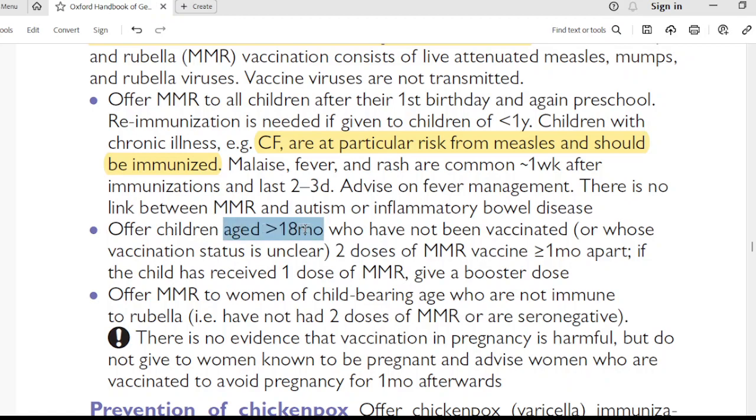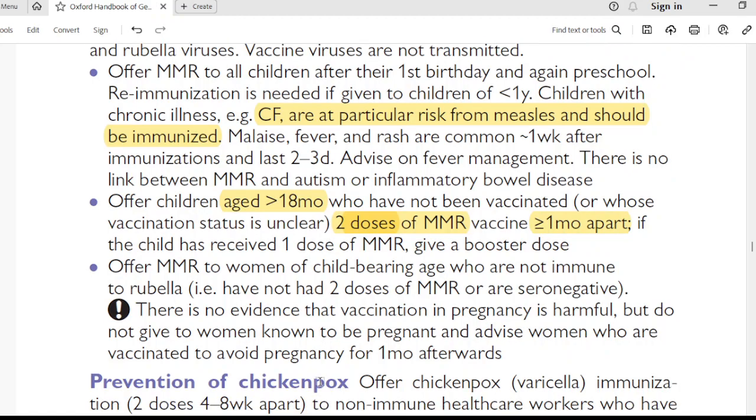Offer children aged more than 18 months who have not been vaccinated, or whose vaccination status is unclear, 2 doses of MMR vaccine. So when they are vaccinated at 1 year, you give one vaccine at 1 year and another at preschool age, right, for MMR. But when the first vaccine has not been given at 1 year of age and the patient is now more than 18 months and presents for vaccination, 2 doses of MMR vaccine 1 month apart should be given. If the child has received 1 dose of MMR, give a booster dose.